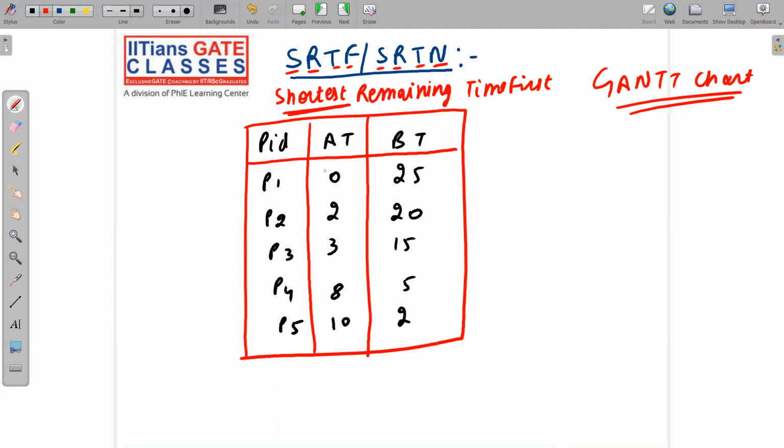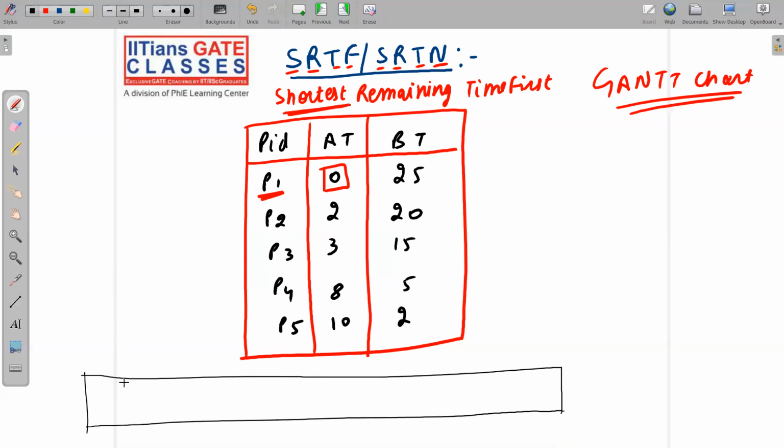So see here, arrival time 0 is for P1 only. Obviously at time 0, no process is there in memory except P1. So obviously we have to start P1 first. Or more precisely, at time 0, only one process, P1, is in ready state, so we can easily start it. So how will the Gantt chart look? First of all, we will start with which process? P1. At time 0, P1 has been started.